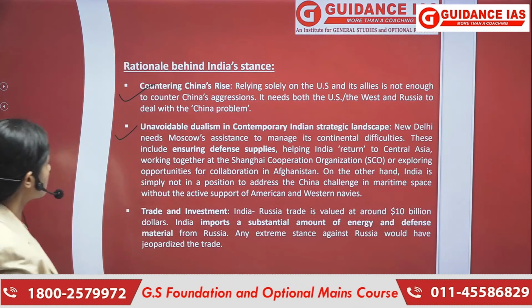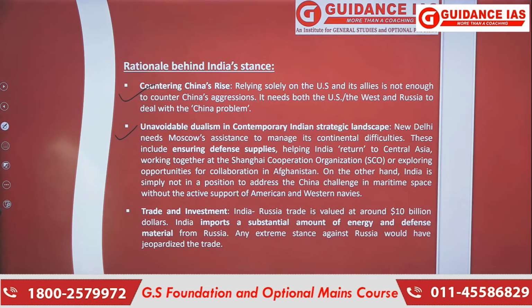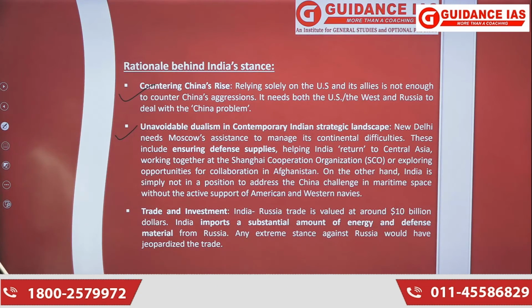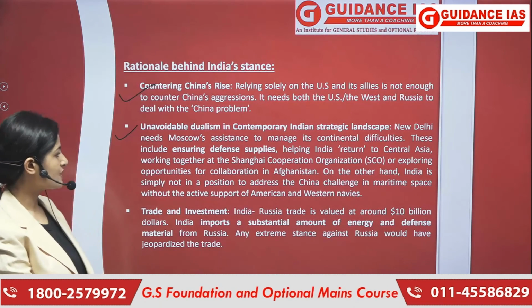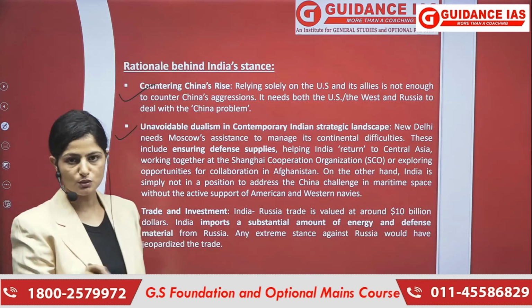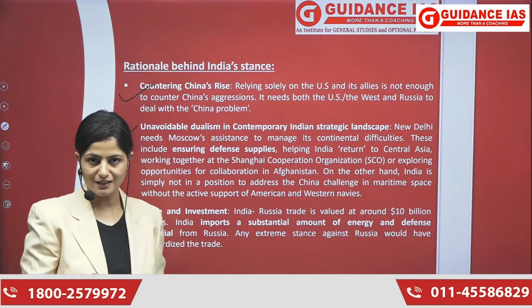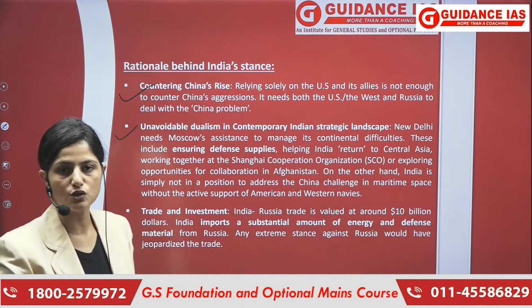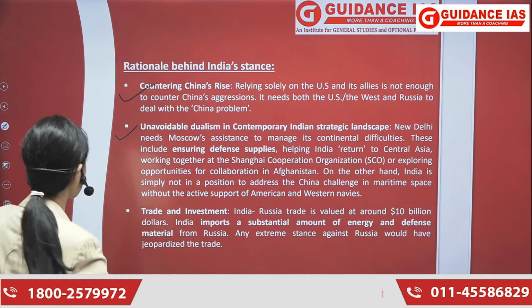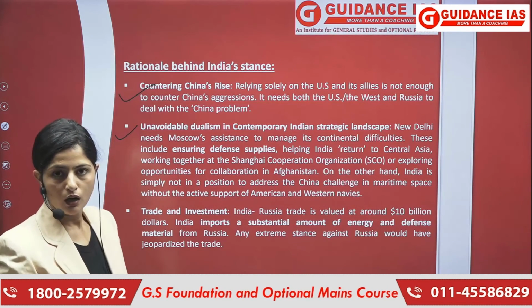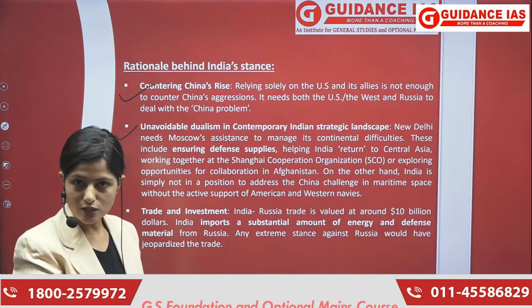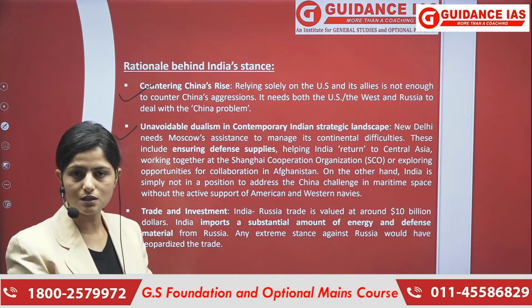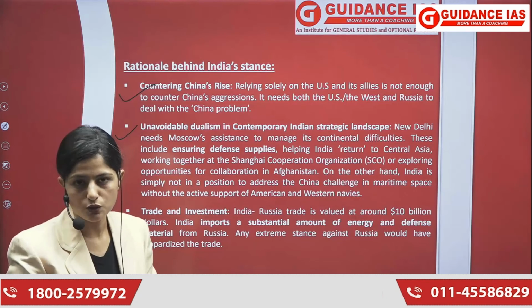Next is unavoidable dualism in the contemporary Indian strategic landscape. हमें पता है that New Delhi needs Moscow's assistance to manage its continental difficulties. So we need Russia's help in that as well, especially in the Pacific region, and all those regions we need Russia's assistance. So we cannot really afford to go against Russia. We also need USA at a lot of places, so we cannot go against the US also. Like I said, this is a very critical relationship we need to maintain, and we are doing the same.